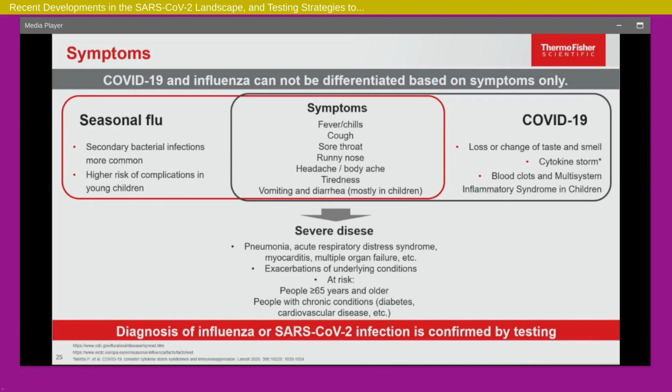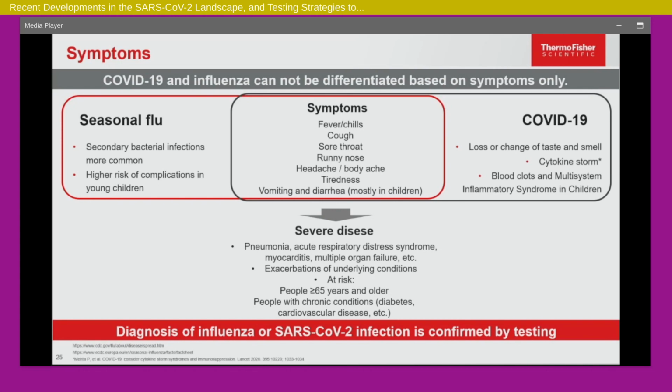But there are some slight differences, if you start looking, where you can probably tell whether this is COVID or the flu. In the flu, you see a little bit more of the secondary bacterial complications that are superadded onto the infection. And there is an interesting situation where you see a higher risk of complications in younger children. But what we see in COVID is a little bit different. It presented with worse outcomes in grown-ups. The children actually did much better.